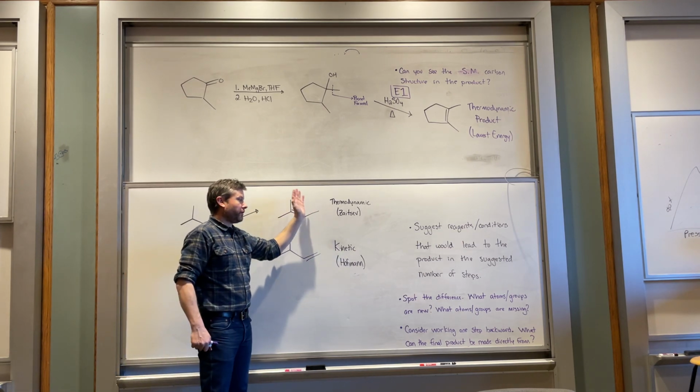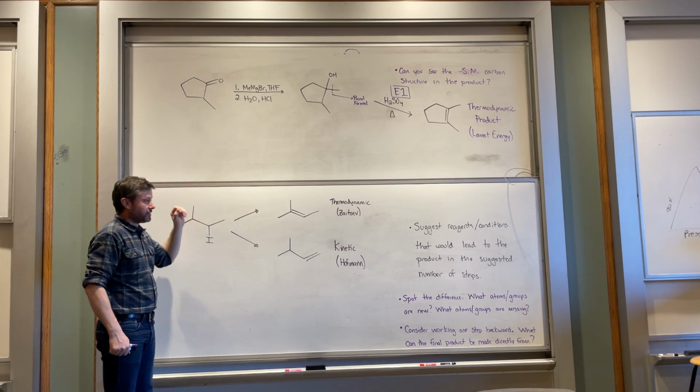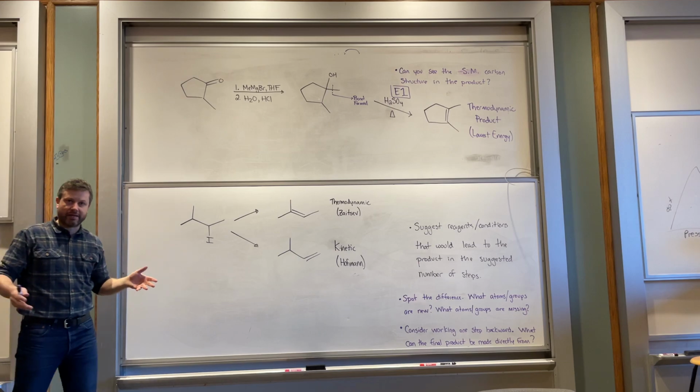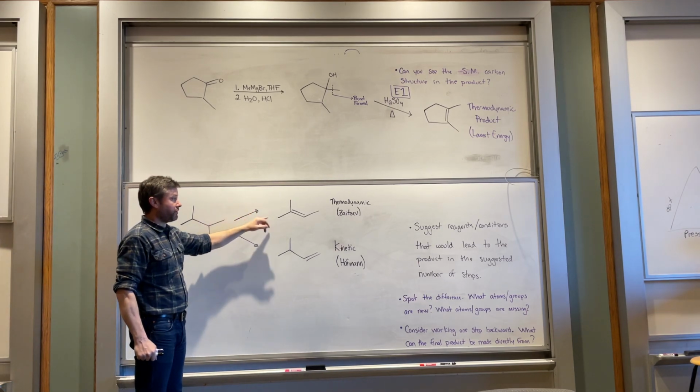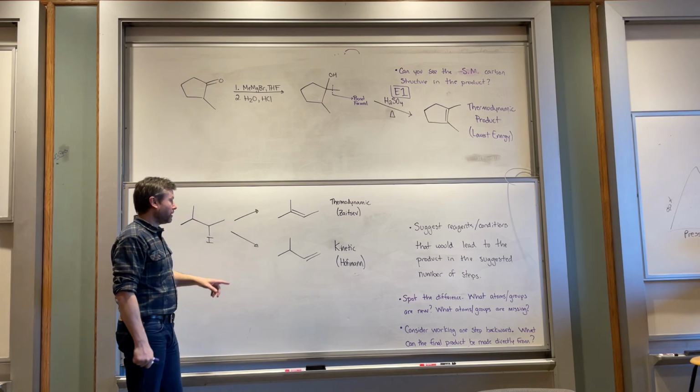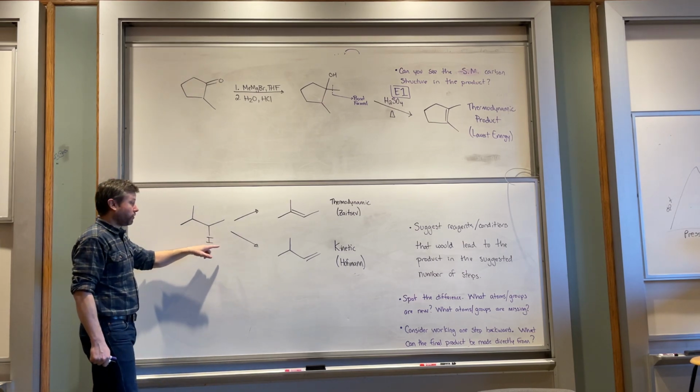Zaitsev, you'll find spelled three or four different ways. I'm not worried if you know Zaitsev or Hoffman. They're just names. I'm more worried about whether you can justify why an alkene forms the way it does, right? And then the alkene can form down the other bond.